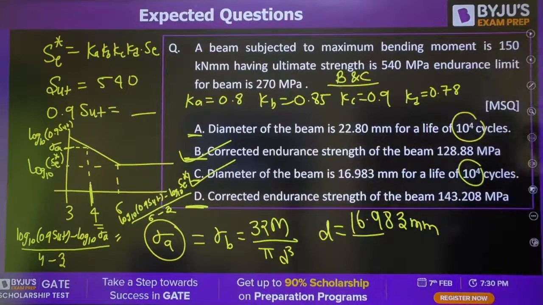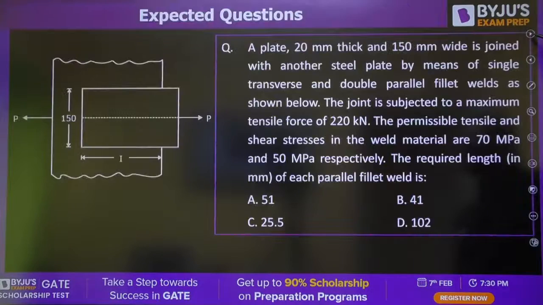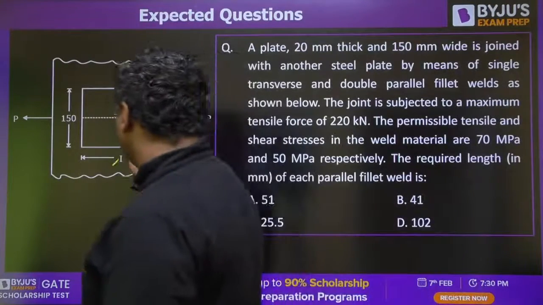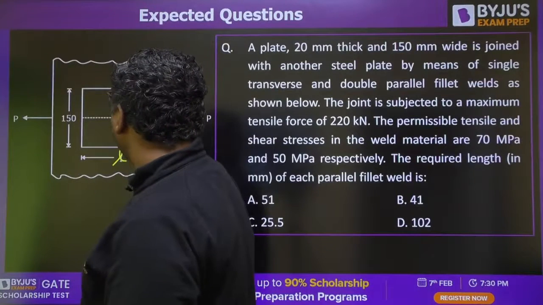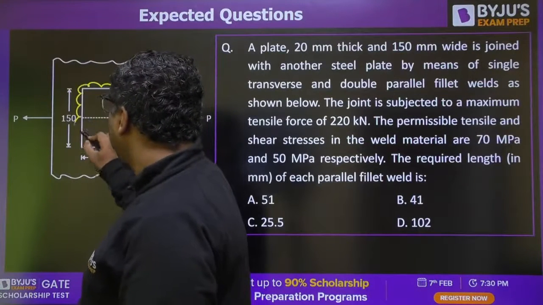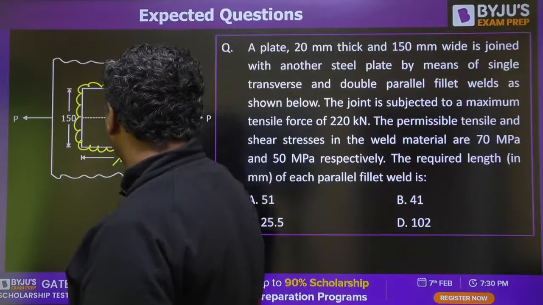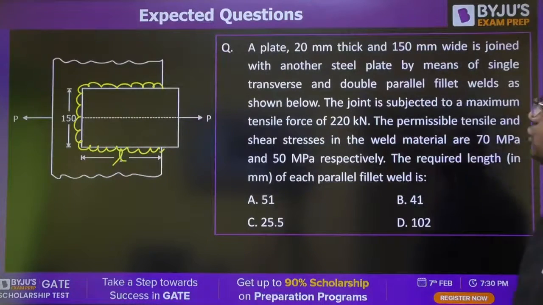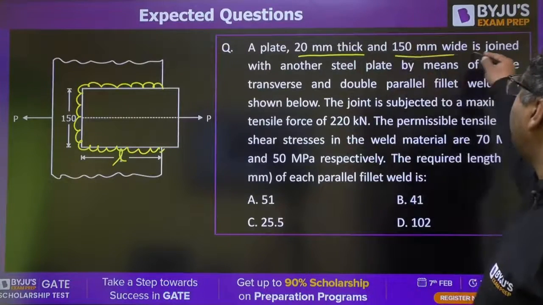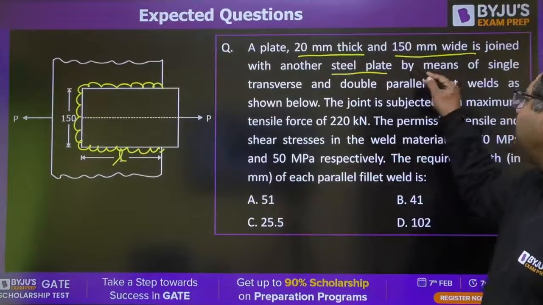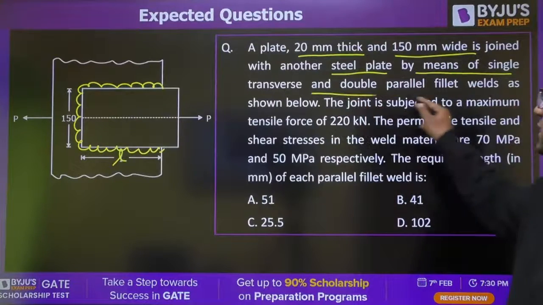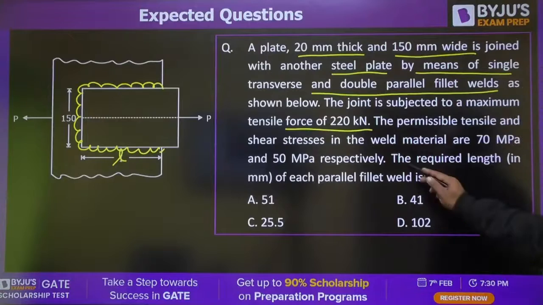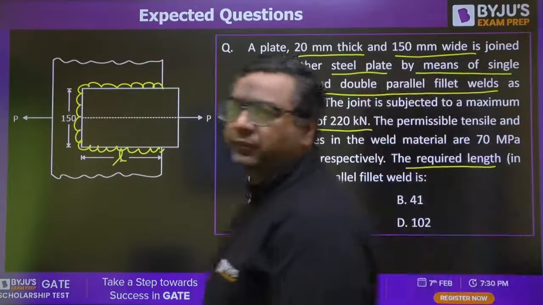So guys, do you like the questions of today's session? This is from welded joints. This length is L. Yes. A 20 mm thick plate, 150 mm wide is joined with another steel plate by means of a single transverse and double parallel fillet weld. This is the load. You need to find out the required length.